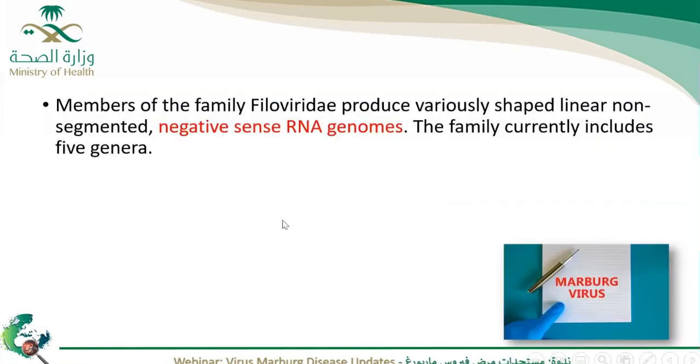Members of the family filoviridae have variously shaped, linear, non-segmented, negative-sense RNA genomes, and the family currently includes five genera, as we mentioned earlier. So what is the meaning of negative-sense RNA genomes? That means for these particular viruses, the negative-stranded RNA is processed through transcription and translation in order to produce mRNA, which is then used to instruct the host cell to make viral components.